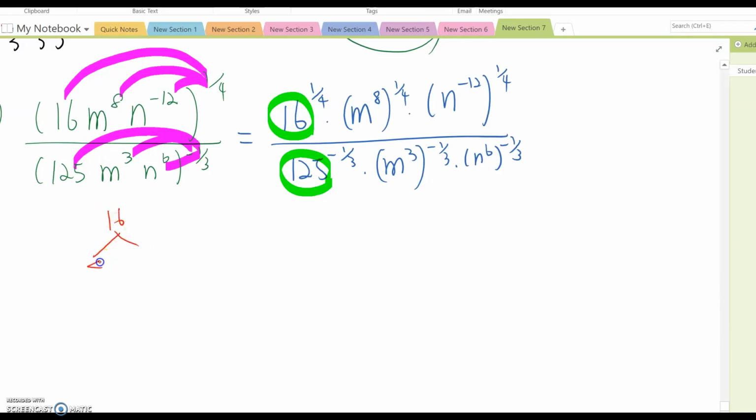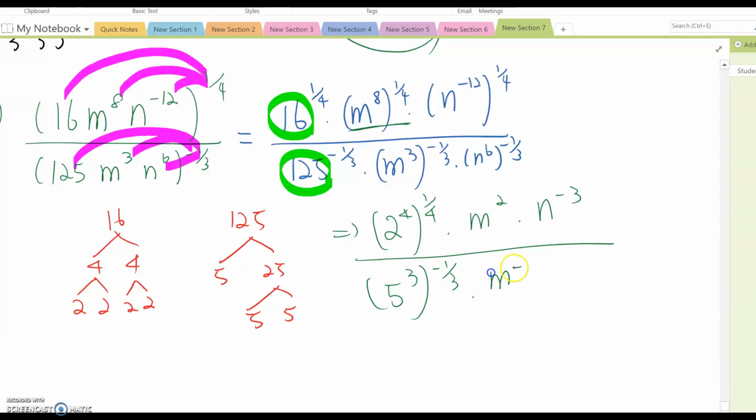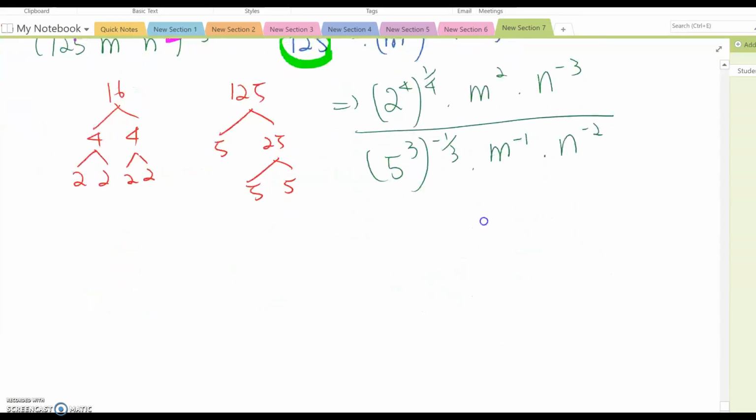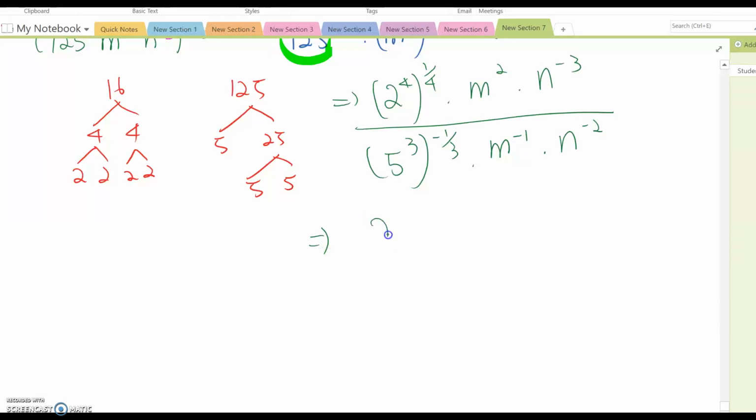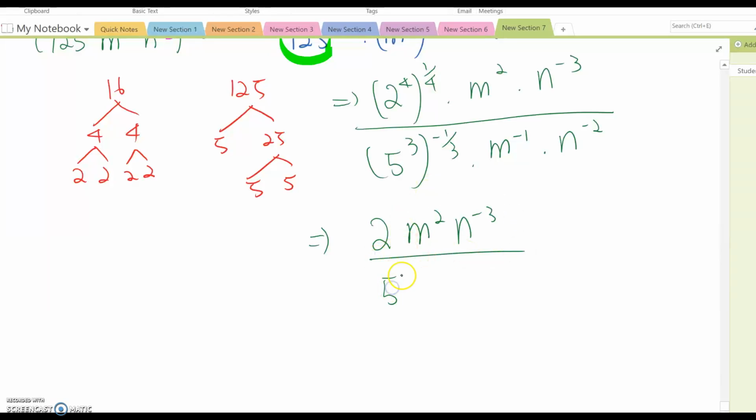So 16 means 4 times 4, 2 times 2, and 2 times 2, and 125, 5 times 25, and then 5 times 5. So you can rewrite this as 2 to the 4th to the 1/4. Now you can simplify, then m squared and then n to the negative third over 5 cubed to the negative 1/3, m to the negative 1 and negative 2. Okay, so this becomes 2m squared and negative third over 5 negative 1, m negative 1 and negative 2.